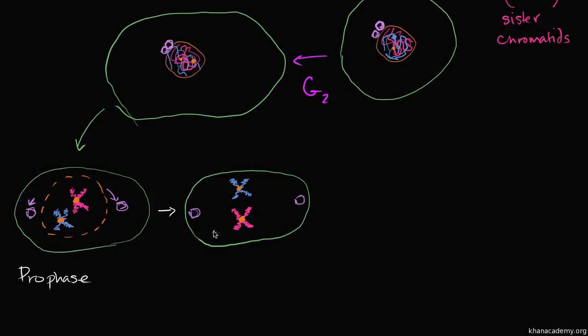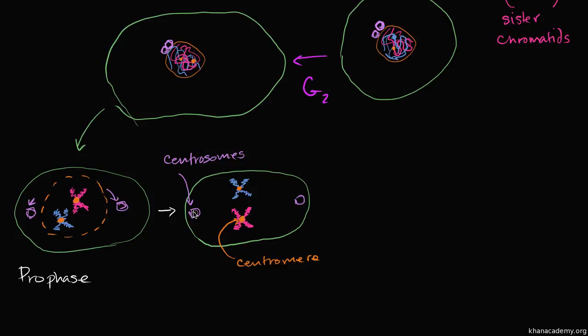And let me label this again. I labeled it in a previous video. That's centrosomes. Centrosomes. Where the two sister chromatids are connected, that's a centromere. Centromere. Now you might have heard the word centriole.